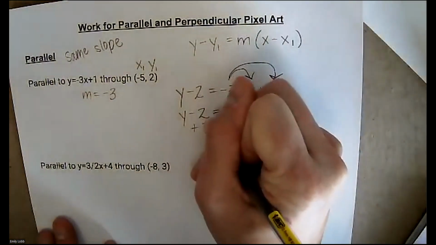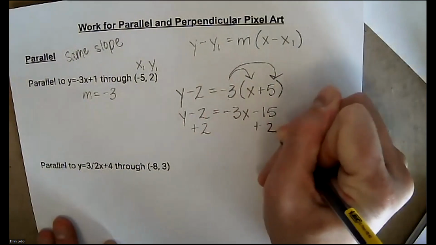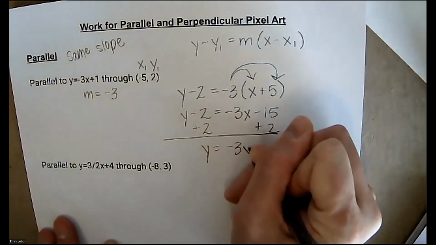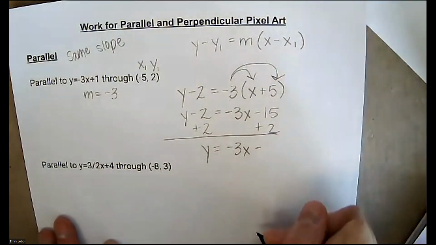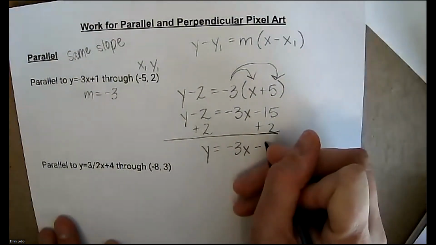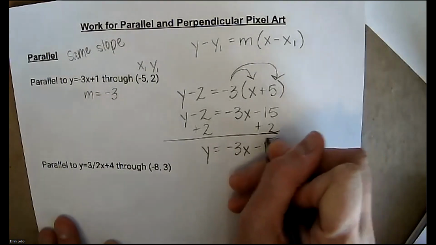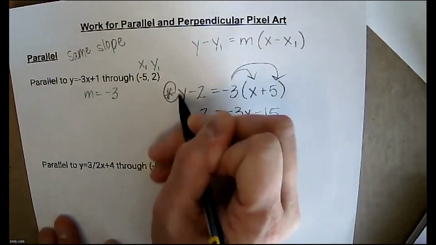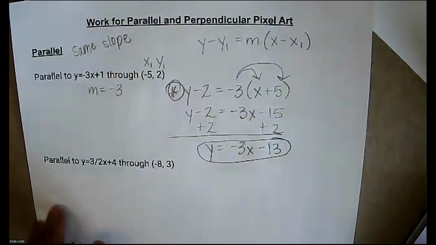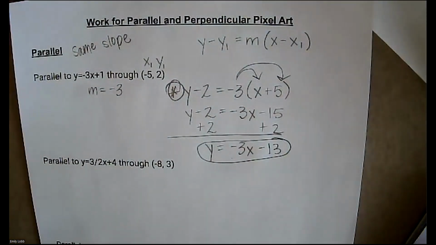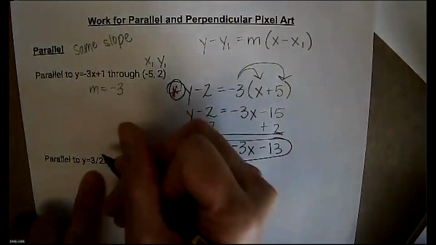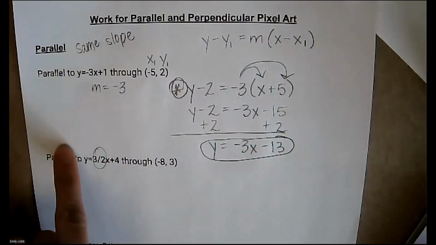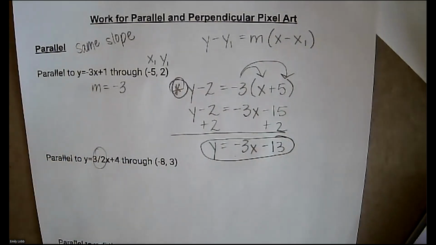The only thing I need to do now is solve for y. So I would add 2 to both sides. I have y is equal to -3x minus what? 13? So either here or here. So all of these are going to be the same slopes on this side.